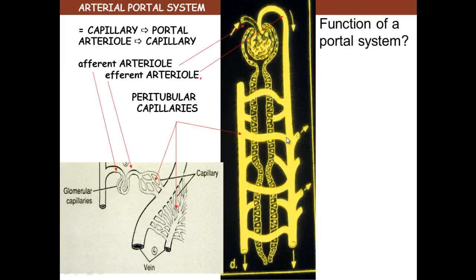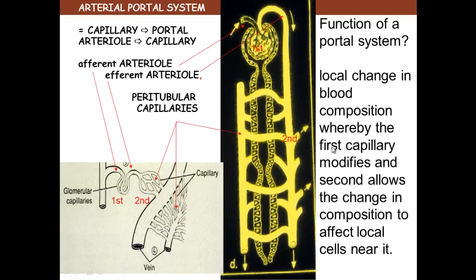So the function of a portal system is you have, of course, two capillary networks. Here we see the first capillary network is in the glomerulus, and the second capillary network is in the peritubular capillaries. And what happens is that the function of a portal system is to have local change in blood composition, whereby the first capillary modifies the blood, so the blood is modified in the glomerulus, and then the second capillary network benefits from the change in composition from the cells.